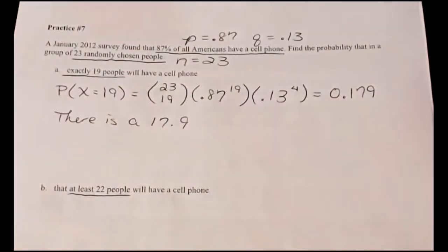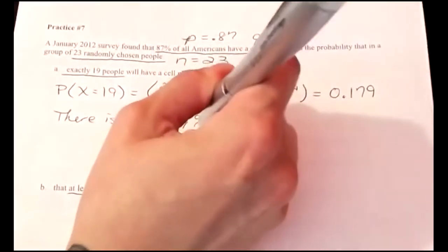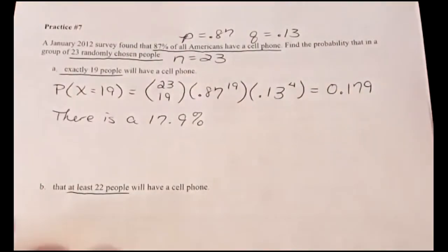Is it okay if we rounded to the 4th decimal place? Yes, absolutely. So what did you have? Let me see. What did you end up with? 0.1794. Ah, yes, 0.1794. So you would say there's a 17.94% chance. Yes, that is totally cool.